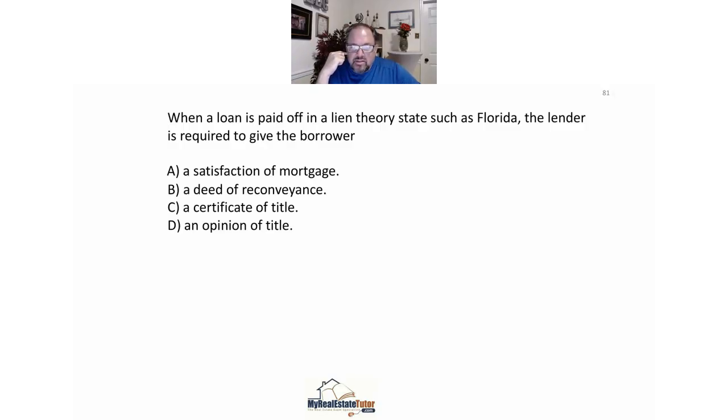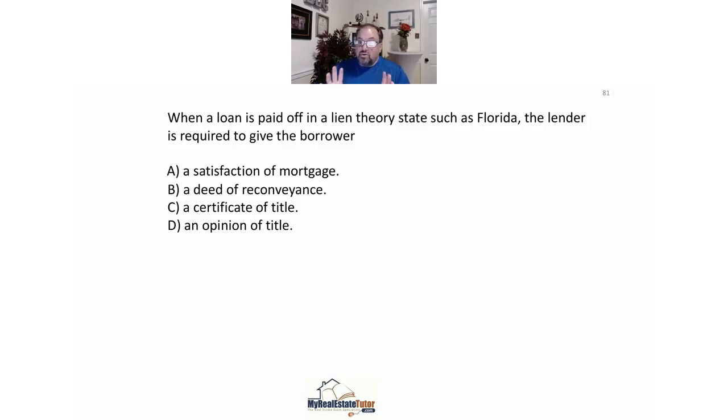Lien theory. Remember, lien theory, the term hypothecation, you own your home. You're giving up the security of your home for them to put a lien on it without giving up possession of it. You're giving them permission to put a lien on your home, but you don't have to give up legal title or possession of it. But when you pay the loan off, what has to be done?